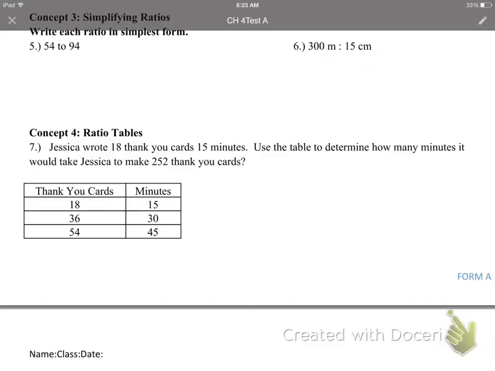Okay, I'm going to move on to concept 4 now. Concept 4 was ratio tables, and there were 2 different ones. So this one I have number 7. I'm going to tell you that your paper looked different. I've changed the problem for next time. This one, there were 13. Jessica wrote 18 thank you cards in 12 minutes. How many minutes does it take her to write 252?